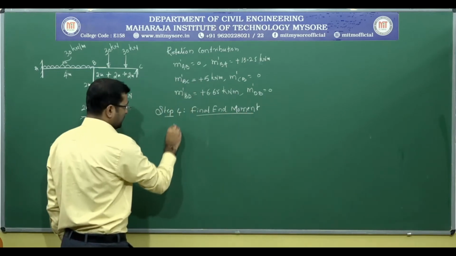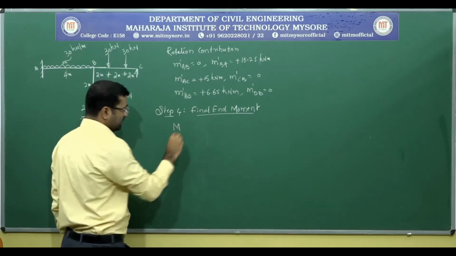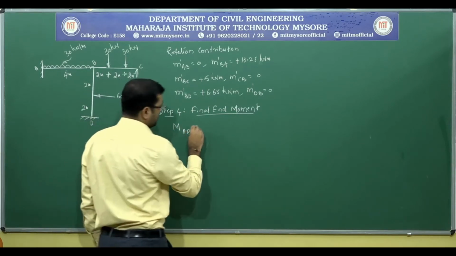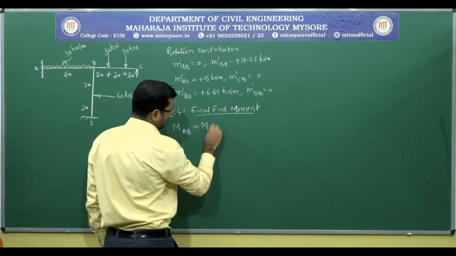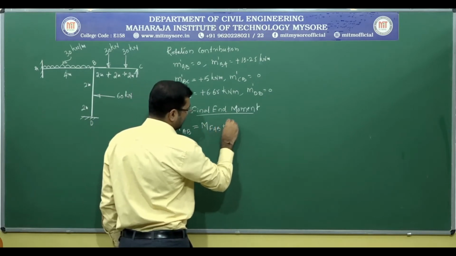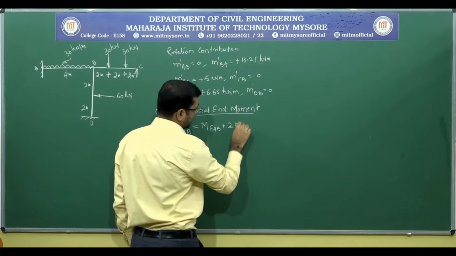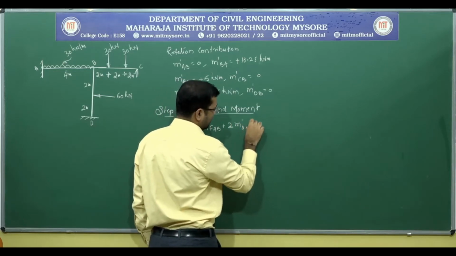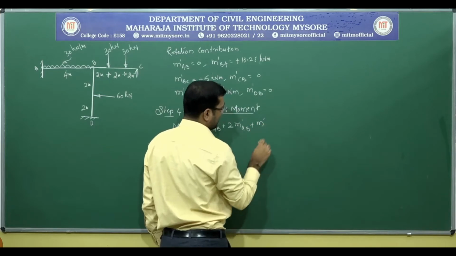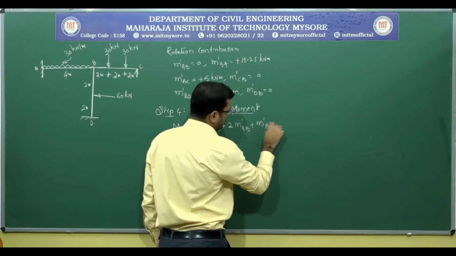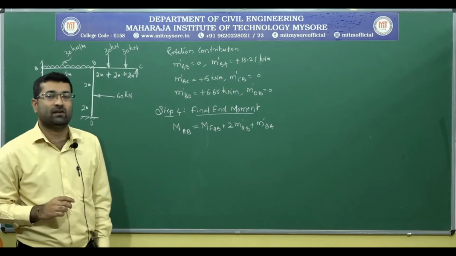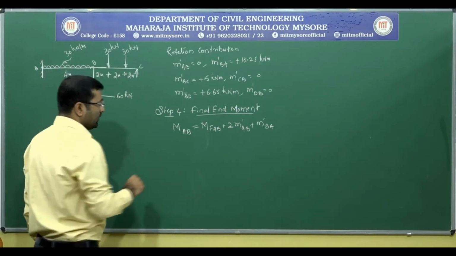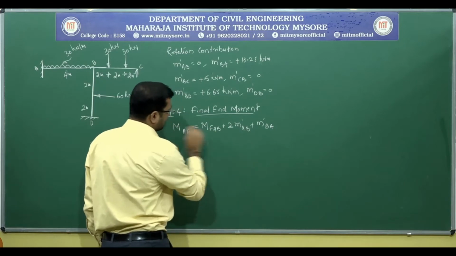So we all know that the final end moments, as per Kani's method, can be estimated as MAB equals MFAB plus 2 times the near end rotation contribution, that is M dash AB, plus 1 times the far end rotation contribution, that is M dash BA. This is the formula as per Kani to calculate the final end moments. Now let us substitute the values here.